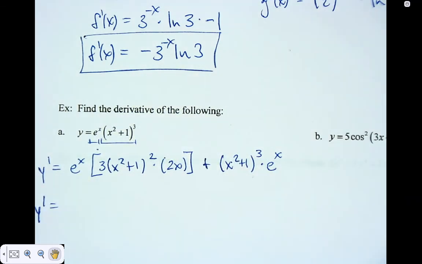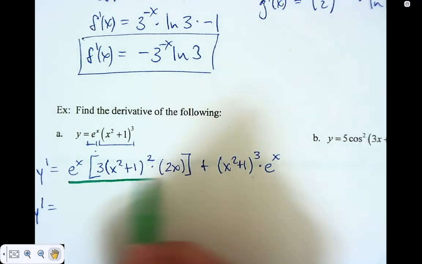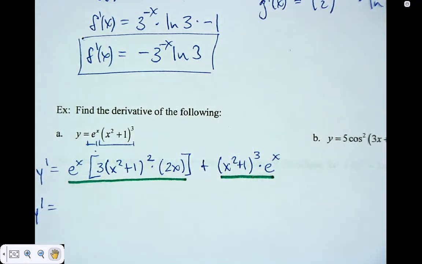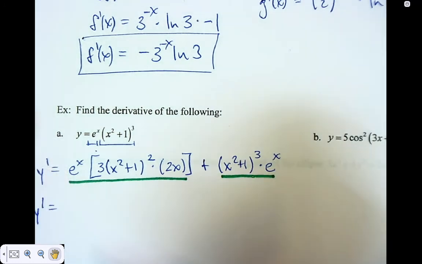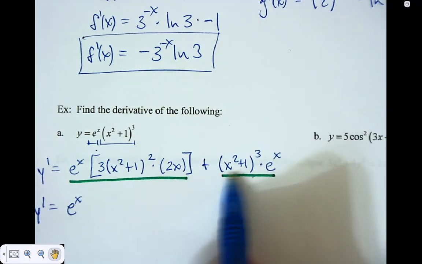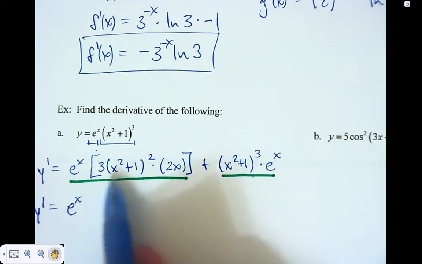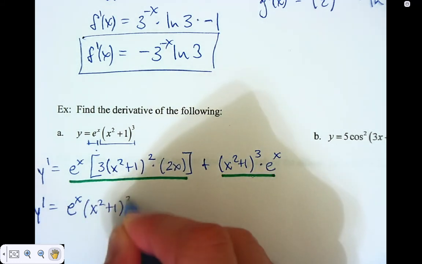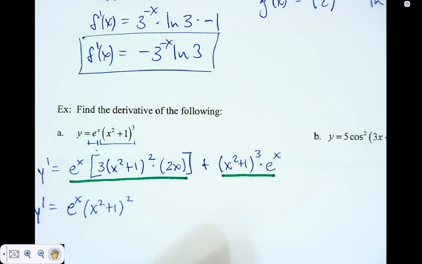So we have this thing, which is a huge term, and we have this thing, which is a term. Are there any parts that are in common? Well, they both have e to the x, so let's take out an e to the x. And they both have x squared plus 1. This one has 3 of them, but this one only has 2. So I'm going to take out 2 of them. Remember, you factor out the smaller amount. Okay? And then what's left?